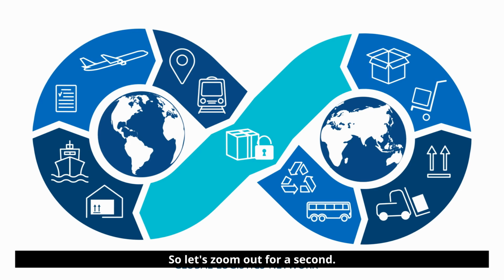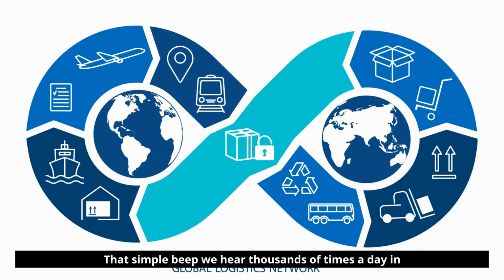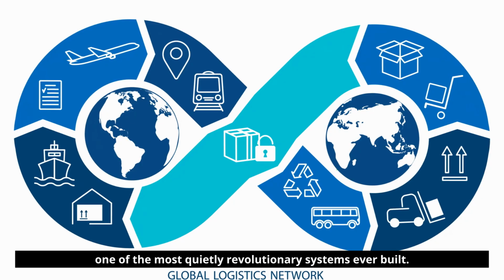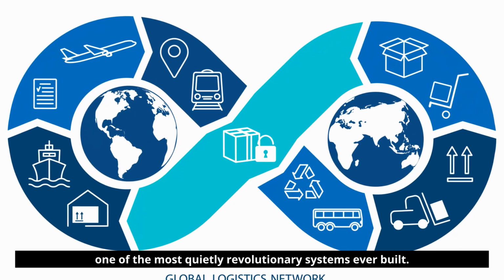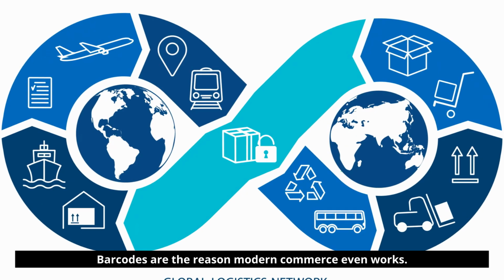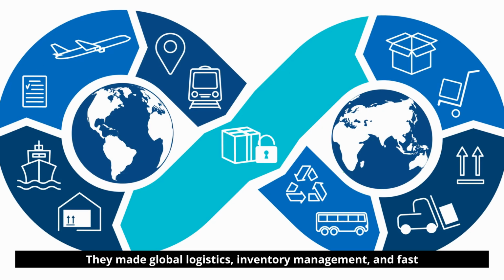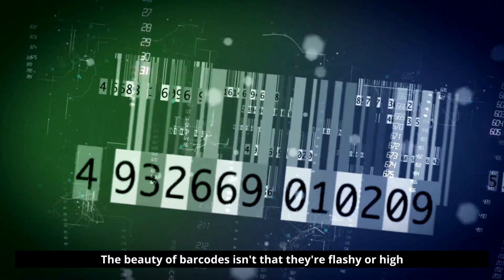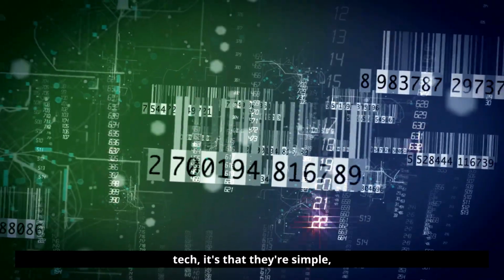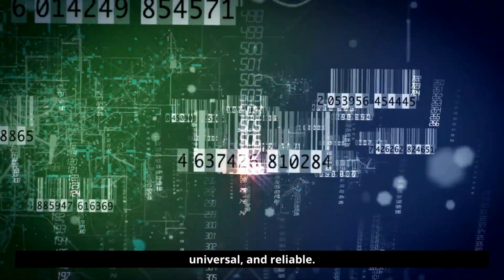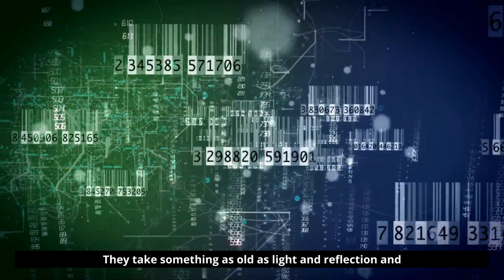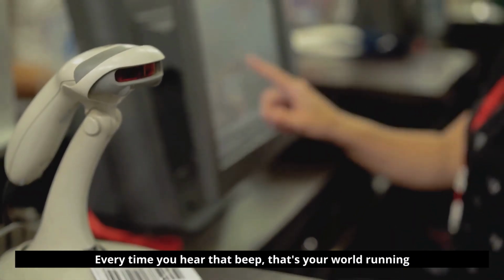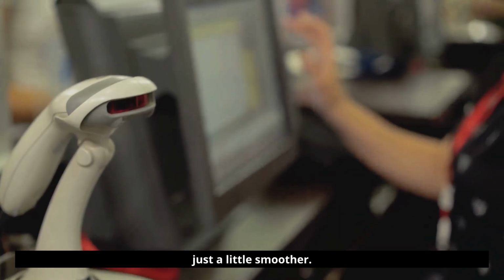So let's zoom out for a second. That simple beep we hear thousands of times a day in stores, airports, hospitals represents one of the most quietly revolutionary systems ever built. Barcodes are the reason modern commerce even works. They made global logistics, inventory management, and fast retail checkout possible. The beauty of barcodes isn't that they're flashy or high-tech, it's that they're simple, universal, and reliable. They take something as old as light and reflection and turn it into language for machines. Every time you hear that beep, that's your world running just a little smoother.